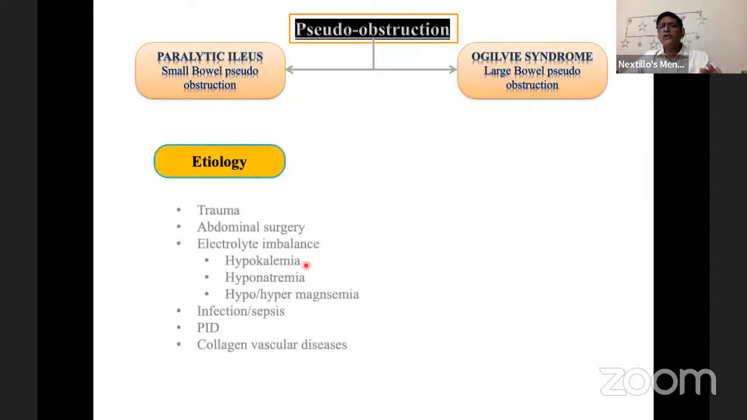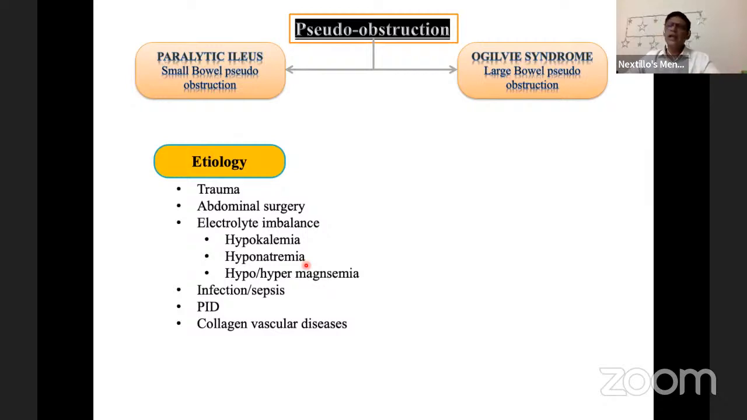The pseudo-obstruction, both in the small and the large intestine, can be due to trauma. It may be after or post-abdominal surgeries. It may be due to electrolyte imbalances like hypokalemia, hyponatremia, hypomagnesemia, hypermagnesemia. It may be due to infection or sepsis. It may be due to pelvic inflammatory diseases or pelvic inflammatory disorders.